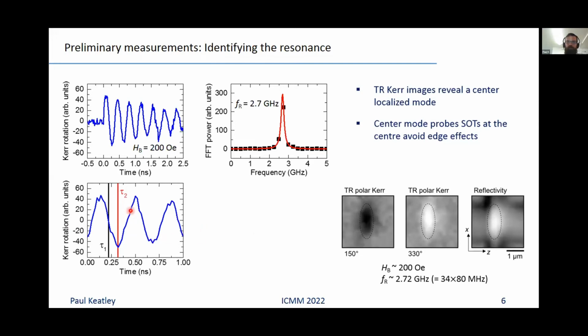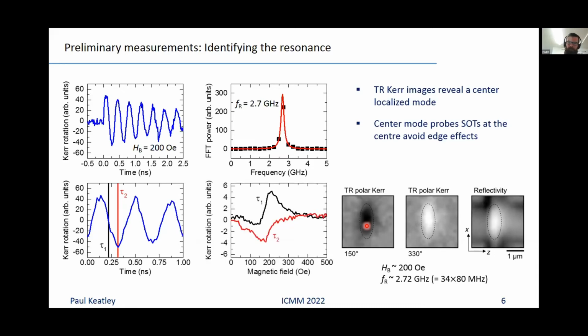If we image at opposite antinodes of this signal, say here and here, we can see that we have dynamics which have larger amplitude at the center of the ellipse. So this is most likely the center localized mode in this ellipse. That means that hopefully we'll not be too sensitive to any edge effects in this particular measurement.